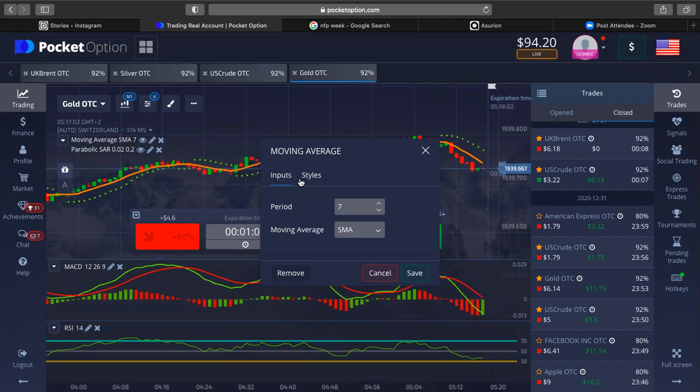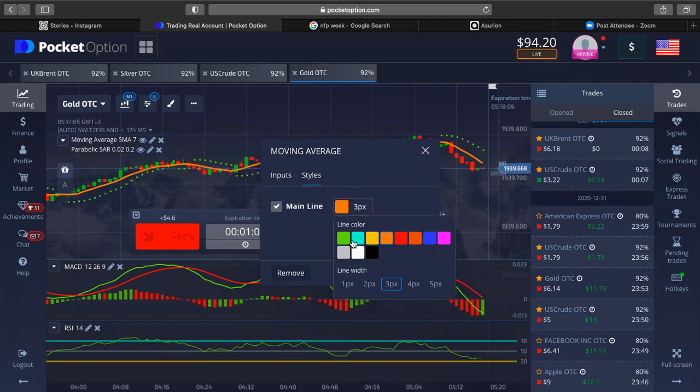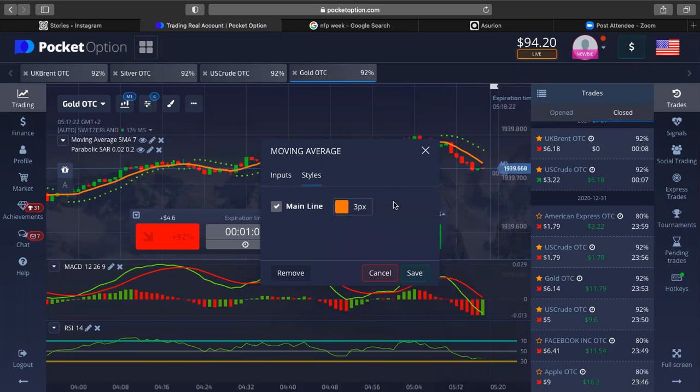Now for styles, since it originally was lime green, that is the color of my candles. So I feel like that would confuse me. So I'm going to change my SMA to a lighter color that I know I'm able to see. So I changed it to orange and I made it 3px line width.